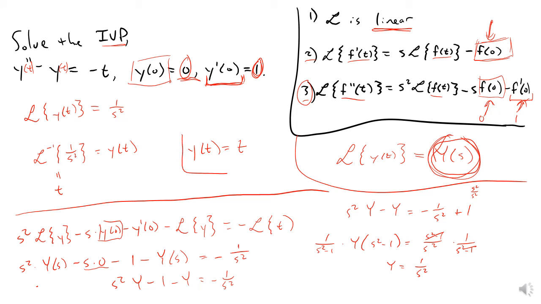And you can fairly easily verify that this function works in this initial value problem up here. If I plug 0 into this function, I get 0. If I take the derivative of this function, I get 1. So y prime of 0 will be 1. And if I do y double prime minus y, I will get negative t. So this function is the solution to our initial value problem.